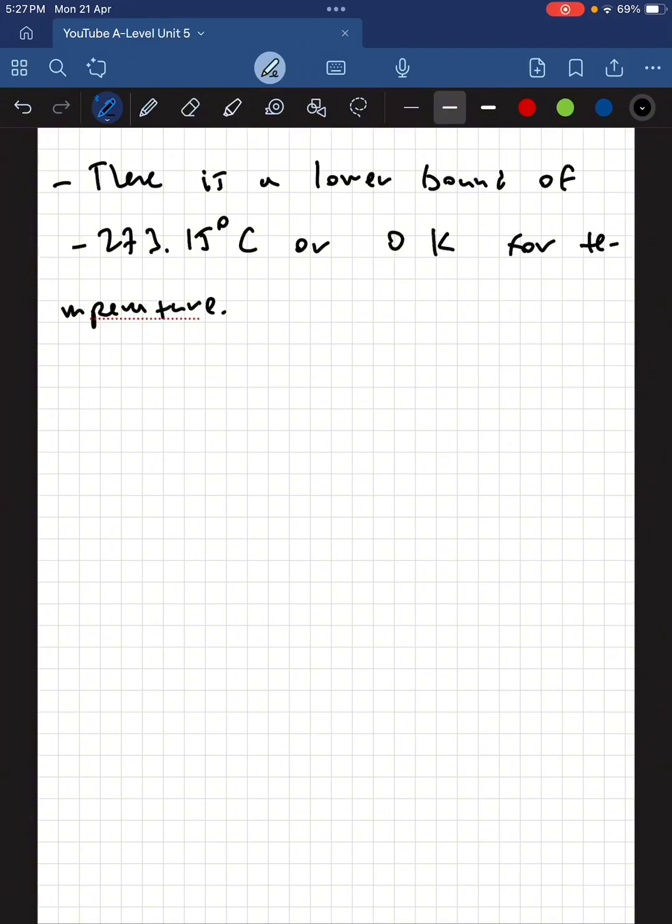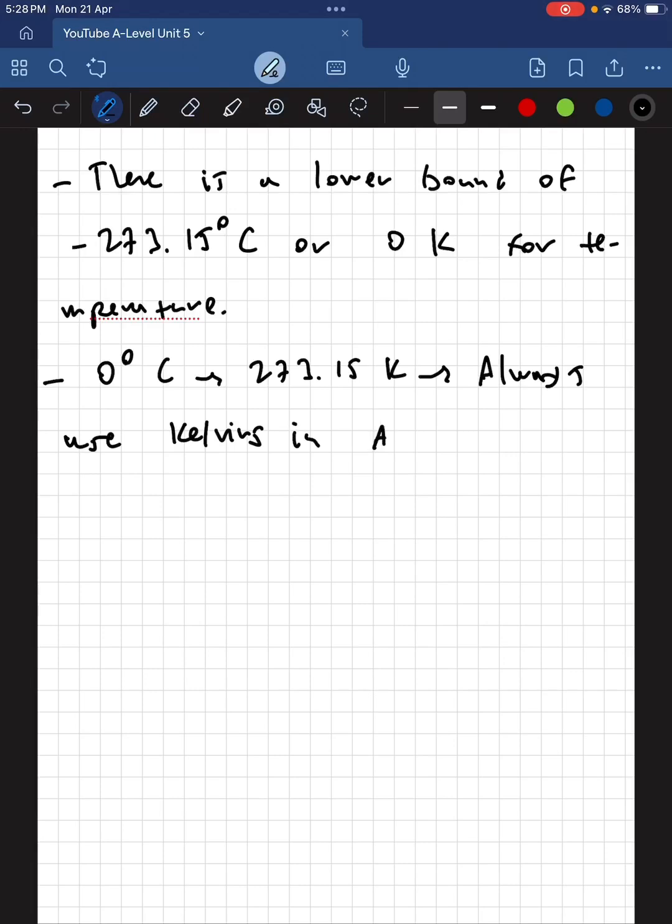But stars get really hot, guys. So temperature can get really hot, but not very cold. It can go as cold as minus 273.15 Celsius. Now, 0 degrees Celsius is 273.15 Kelvin. So for any temperature in degrees Celsius, we add 273.15 to get the temperature in Kelvin. And I advise that you always use kelvins in A-level physics, just to avoid confusion. Better safe than sorry, they say.